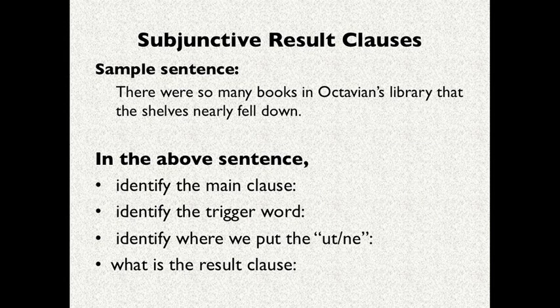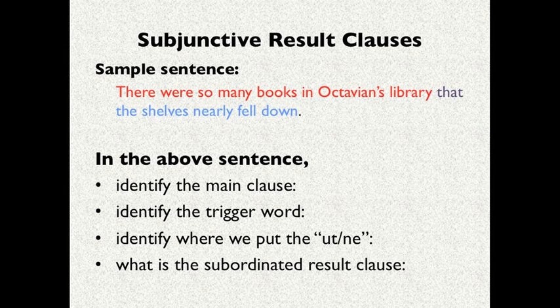Okay, let's take this sample sentence. There were so many books in Octavian's library that the shelves nearly fell down. In this sentence, I want you to identify the main clause, the trigger word, where we put the ut or ne, and the result clause. Go ahead and pause the video now and see if you can figure it out. In a few seconds, I'll switch the slide.